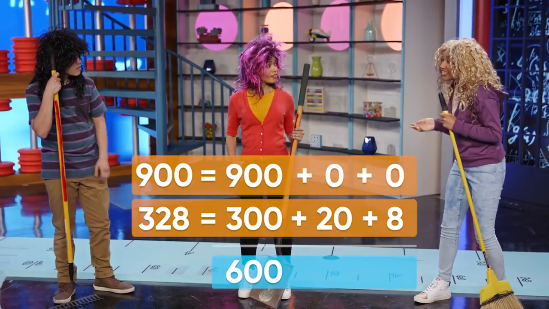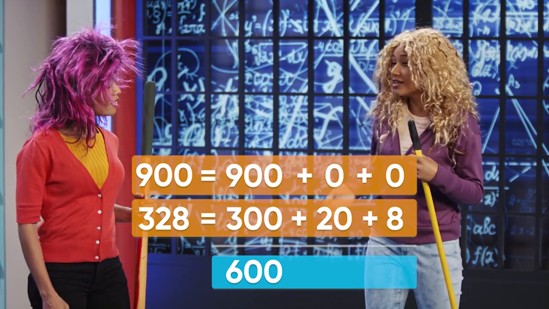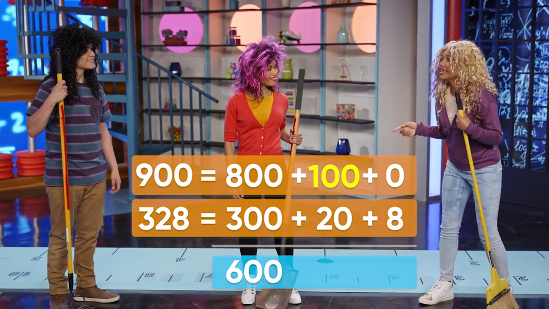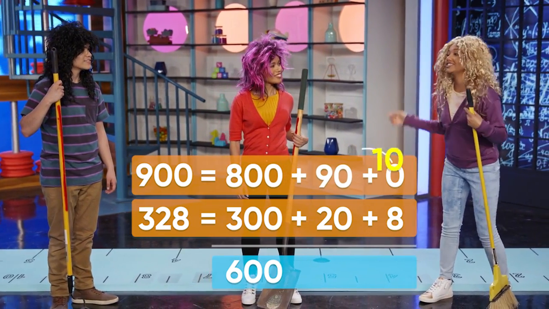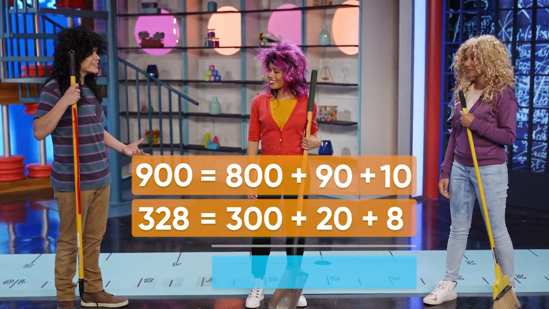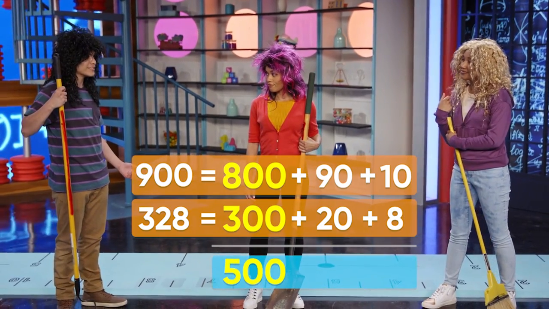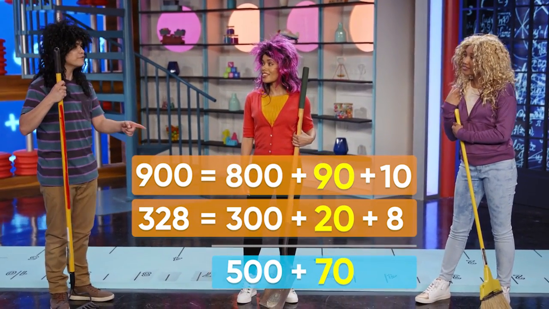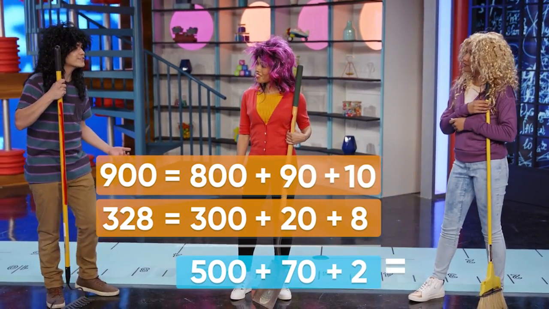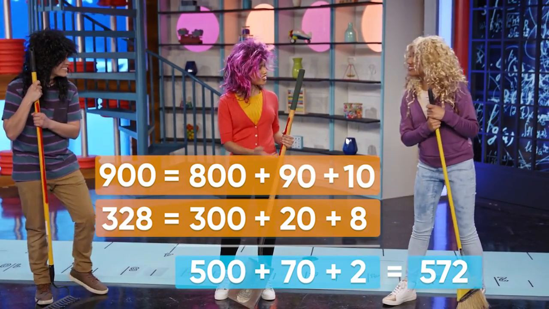I know it looks like 900 has no tens or ones, but what if we regroup the numbers in the hundreds place? We could regroup 100 into 10 tens, then regroup one of those tens into 10 ones. Good idea, April. Now each place has a value we can take away from. 800 minus 300 equals 500. 90 minus 20 equals 70. And 10 minus 8 equals 2. So the answer is 572. Bravo! You two are clever.